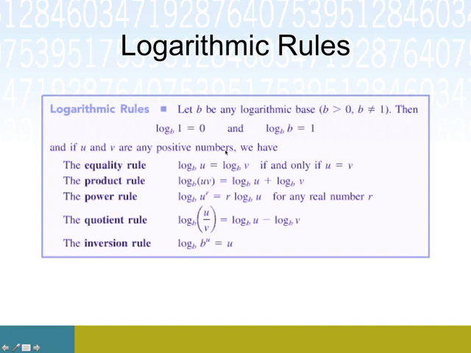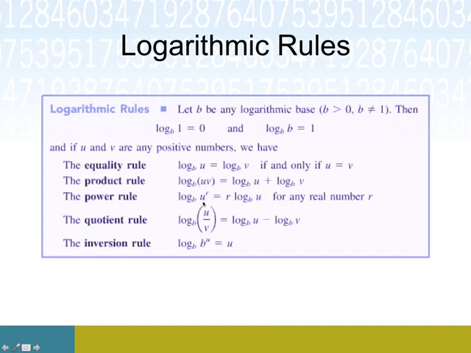And then the equality rule comes from the fact that the exponential function is a one-to-one function, so its inverse is a one-to-one function. That means if the inputs are u and v, then the log of u being equal to the log of v implies that the inputs have to be equal to one another. The product rule, power rule, and quotient rule are ones we typically see used in college algebra classes. Basically, multiplying something inside of a log is the same as adding the results of those two logarithms independently.